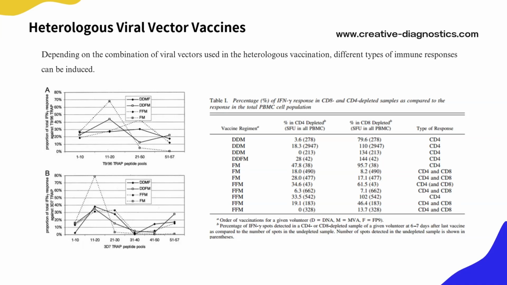The findings demonstrated that different vectors must be administered in specific sequential orders to induce optimal interferon gamma responses. Notably, DNA priming followed by MVA boosting and FP9 priming followed by MVA boosting proved the most immunogenic, inducing broadly specific IFN-gamma responses that showed cross-reactivity against 2 Plasmodium falciparum strains.